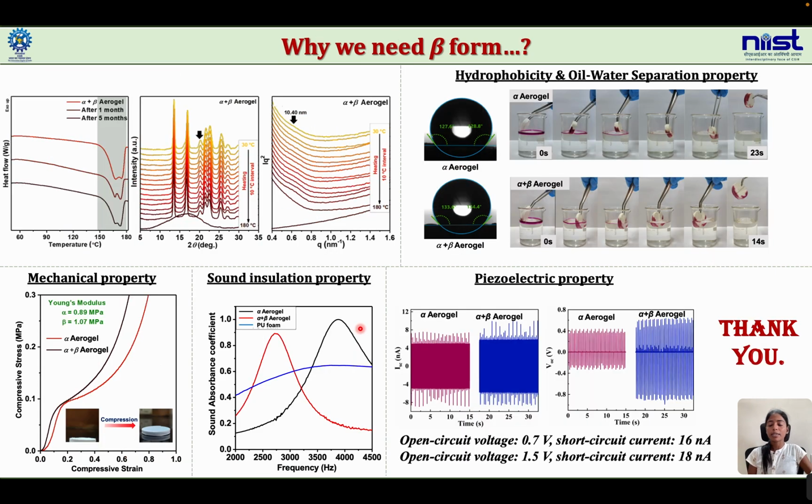The stability of the prepared alpha plus beta aerosols is confirmed using DSC analysis, even after 5 months that is stable, and the variable temperature WAXS and SAXS analysis shows that these directly undergo melting without any further transition. So the question comes, why do we need this alpha form and beta form? Almost all the properties of a polymer depend on its polymorph. Here also the beta form shows better properties.